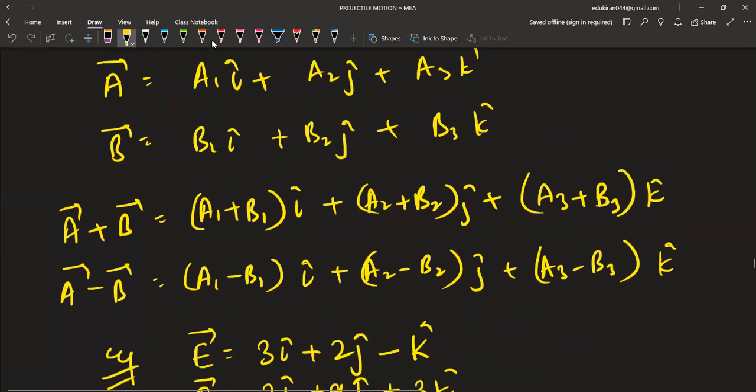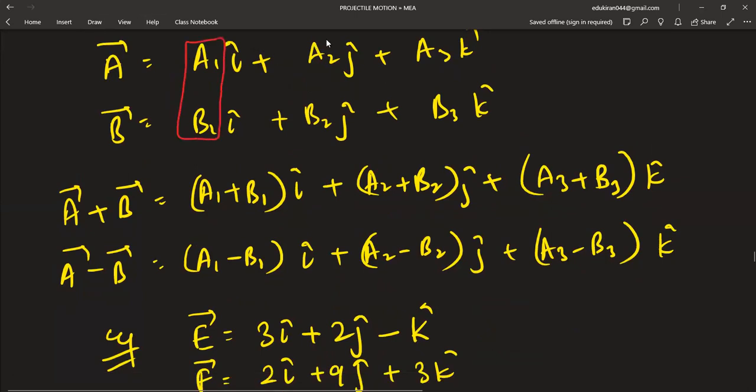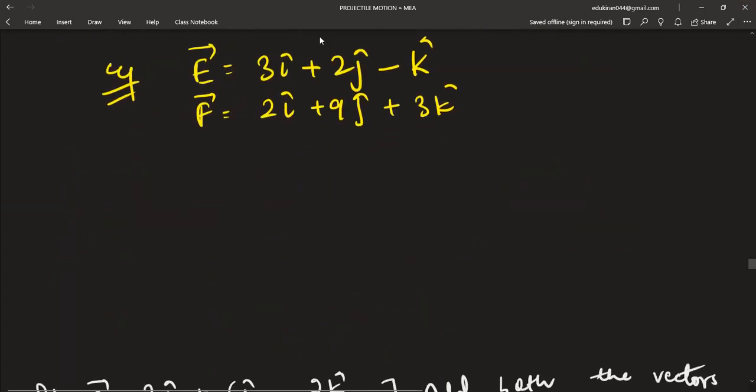See, when we are doing addition and subtraction, we have a very easy way. Just add the I cap coefficients together, the J cap coefficients together, and the K cap coefficients together. So A1 plus B1, A2 plus B2, A3 plus B3. Or if you're subtracting, then just subtract these. You just have to focus on the coefficients, like in these two examples.